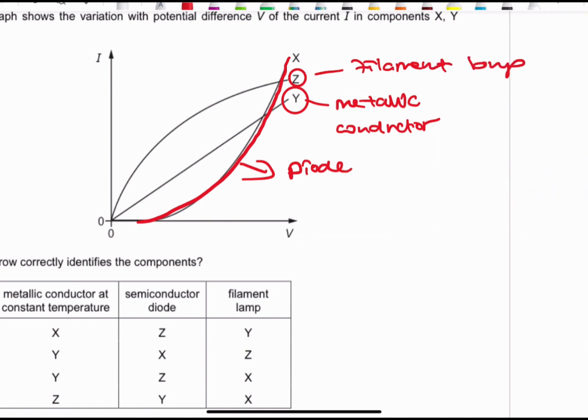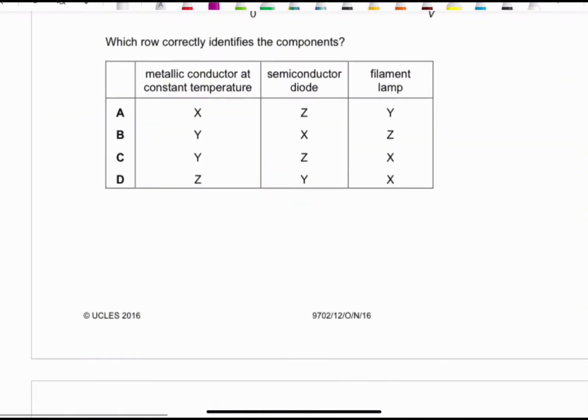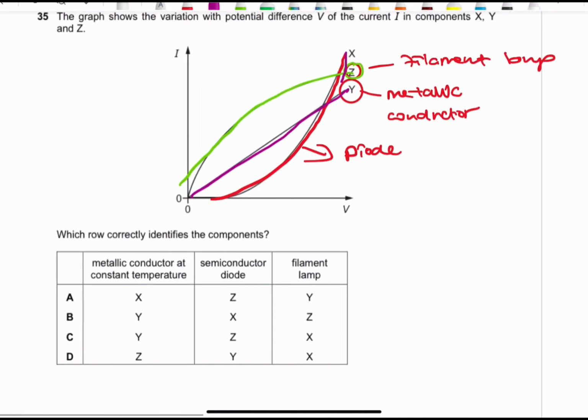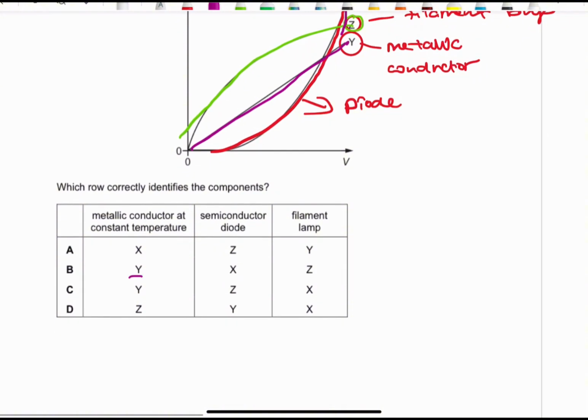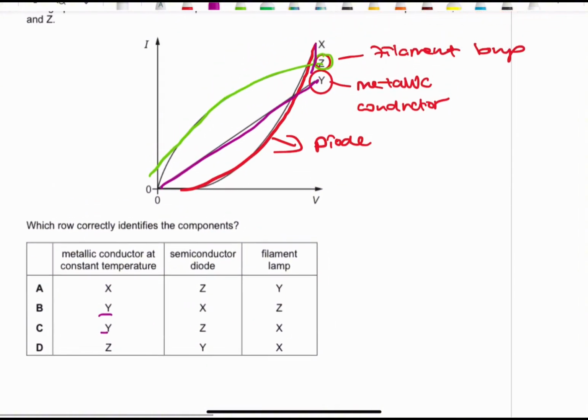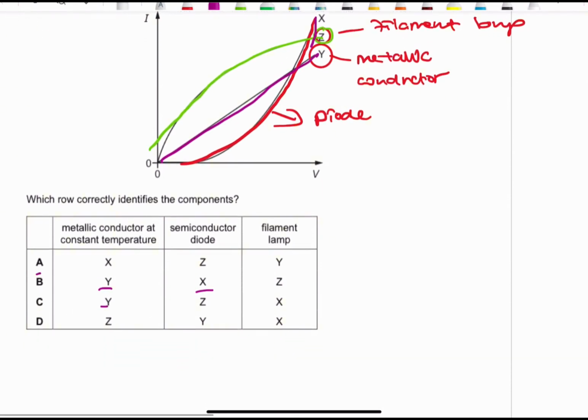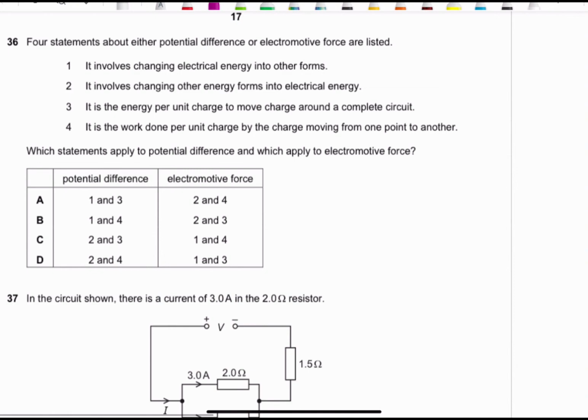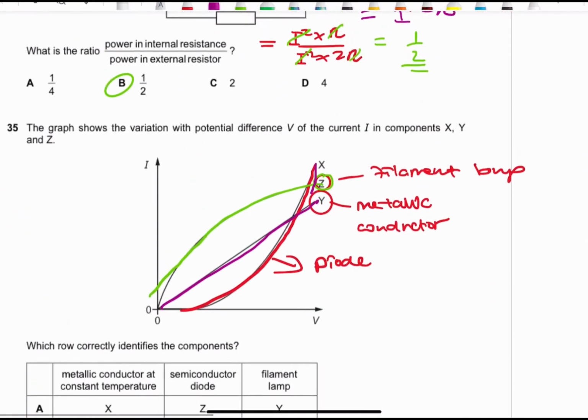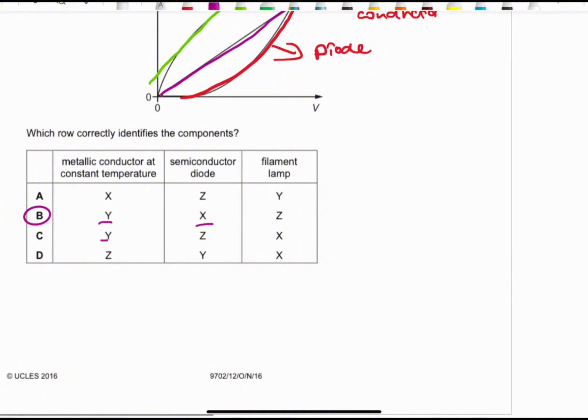So this graph specifically is the graph of a filament lamp, and that graph is a diode. And that graph is the graph of a metallic conductor. Those are the three graphs that you need to be thinking about. So the metallic conductor is Y, and the semiconductor diode is X. So the answer will be B. For 35, the answer is B. Very important. Moving to question 36.